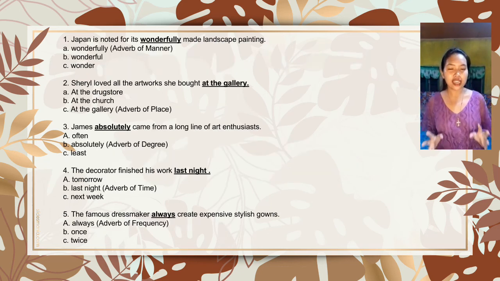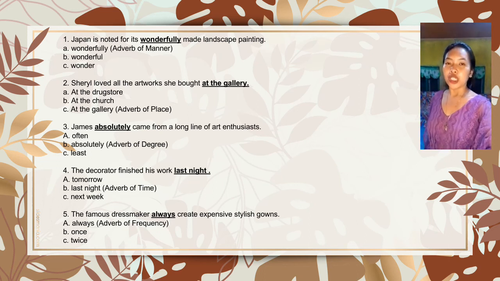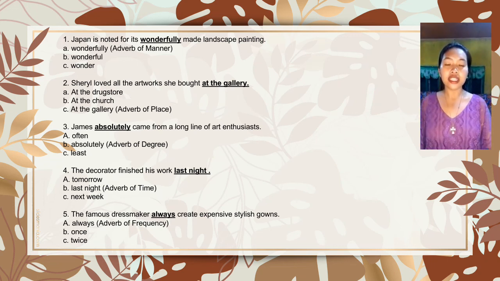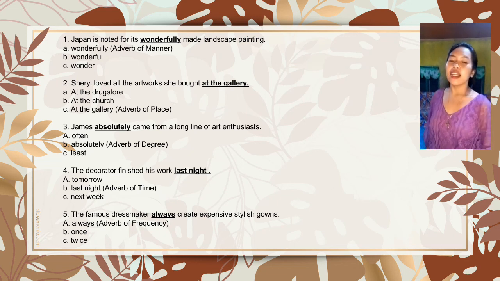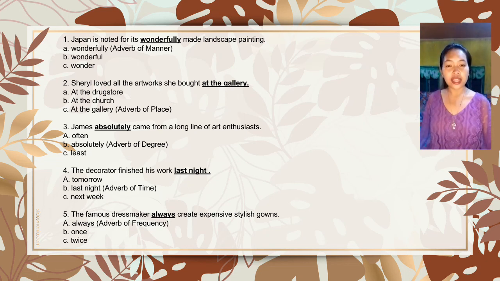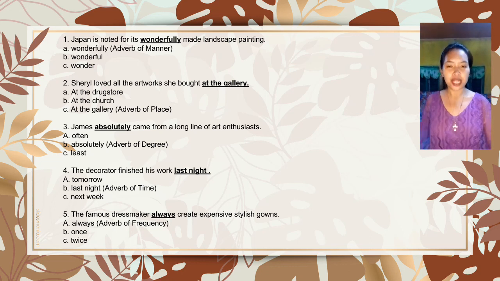Now let's try some exercises. Japan is noted for its wonderfully made landscape painting. So, the wonderfully is the adverb of this sentence, and the kind of adverb is adverb of manner. Cheryl loved all the artworks she bought at the gallery. So, at the gallery is the adverb of this sentence, and the kind of adverb is the adverb of place.